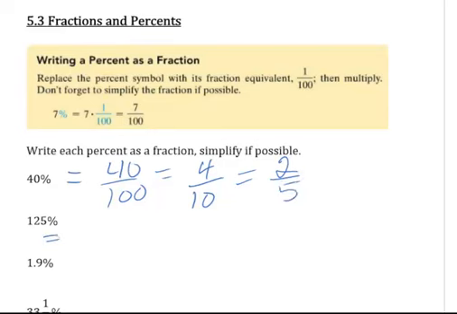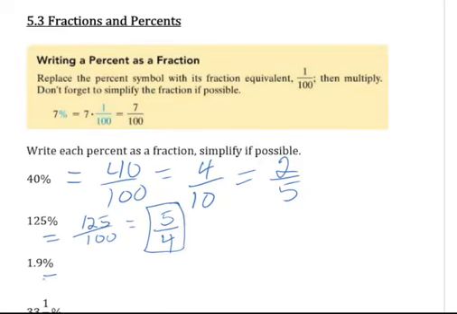For my next one here, 125%. Again, that's 125 over 100. I'm going to go ahead and divide these by 25. I want to think about this in terms of quarters. If I had $1, how many quarters would I have? I'd have 4. If I had $1.25, how many quarters would I have? I'd have 5.